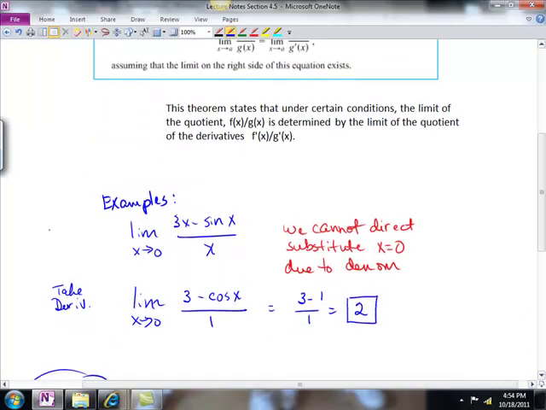So in this example, the limit as x approaches 0 of 3x minus sine x over x. Well, if we tried to direct substitute, we would have 0 on the bottom, so we can't do that. So then we're going to take the derivative of the top and the bottom and still try to take the limit. So the derivative of 3x is 3, minus cosine x, over 1. Well, now we can let this go to 0 because we only have an x up here. Cosine of 0 is 1, so we have 3 minus 1 over 1, which is 2. So now we've got the answer.